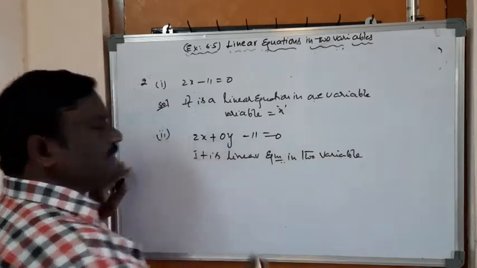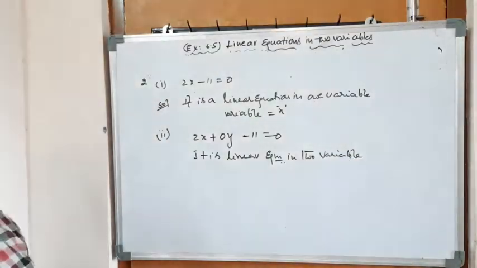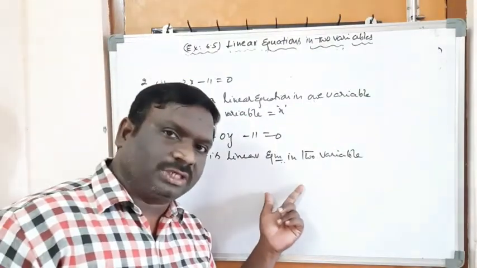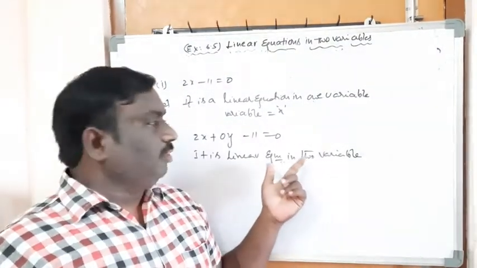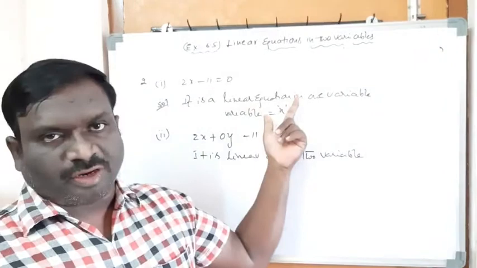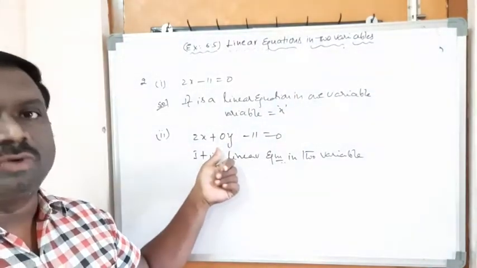So any linear equation in one variable we can write as a linear equation in two variables. But a linear equation in two variables we cannot write as a linear equation in one variable when the y coefficient is not equal to 0.